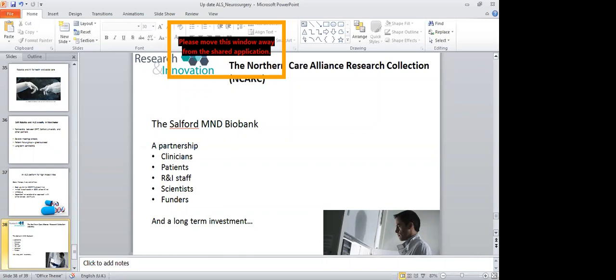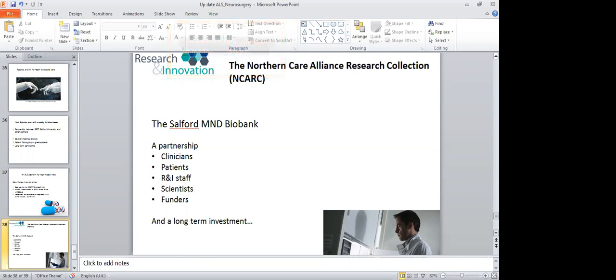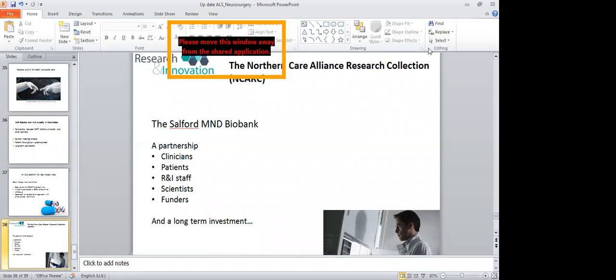The one thing to say is funding is really important for biobanking. And unless we collaborate and apply for grants together, it will be difficult to maintain this. So it's really important that we work together to achieve that. And I'm hoping that, with the support of the Salford Trust and the different organizations, we'll be able to maintain this. And remember that this is a long-term investment for the sake of the patients.